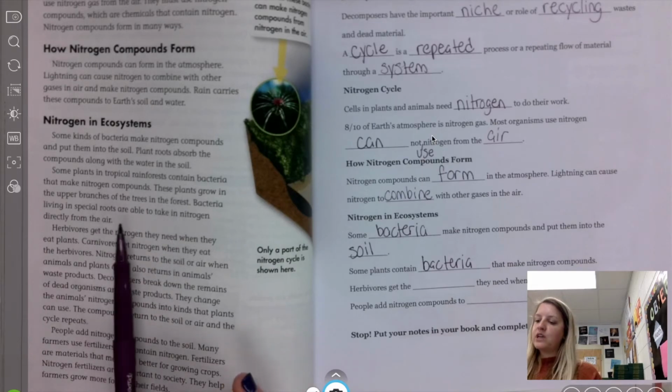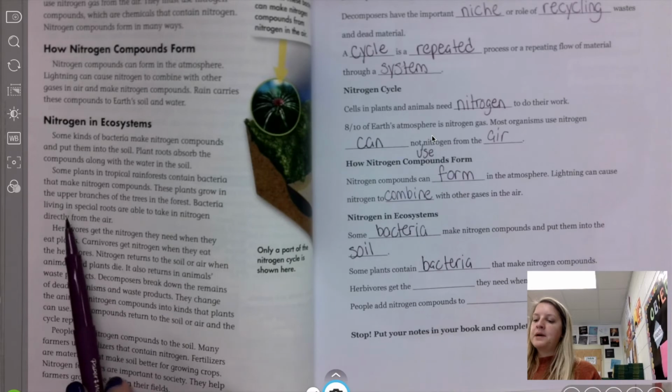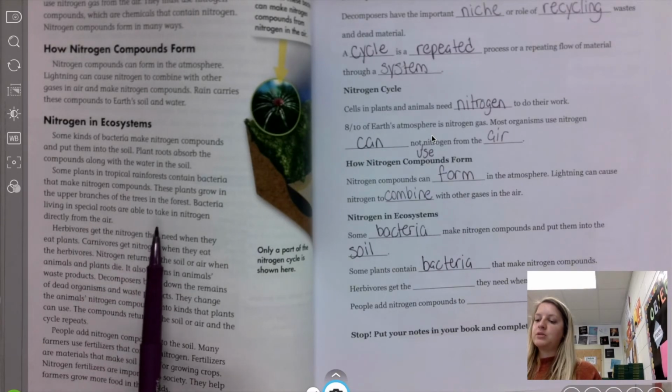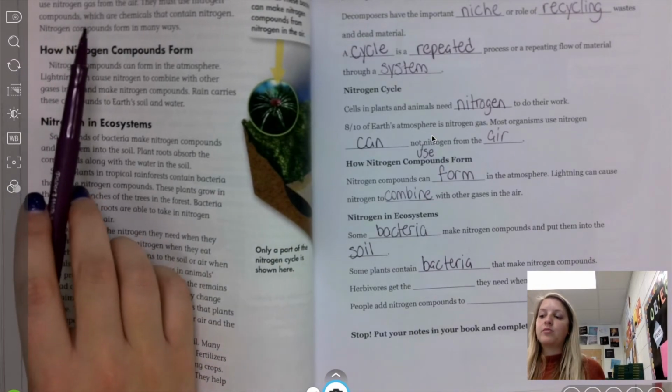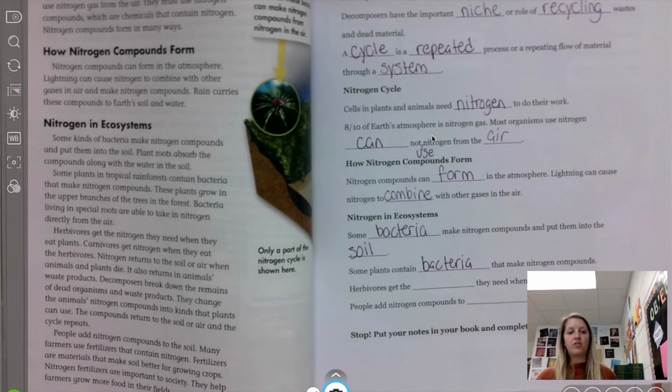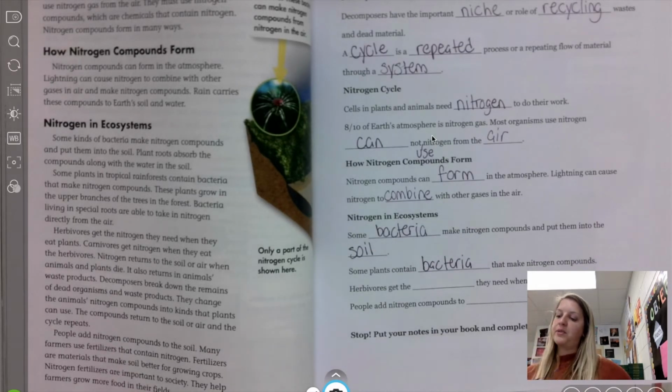These plants grow in the upper branches of the trees in the forest. Bacteria living in special roots are able to take in nitrogen directly from the air. So most organisms can't take it directly from the air, but then there's special plants that can take it directly from the air.